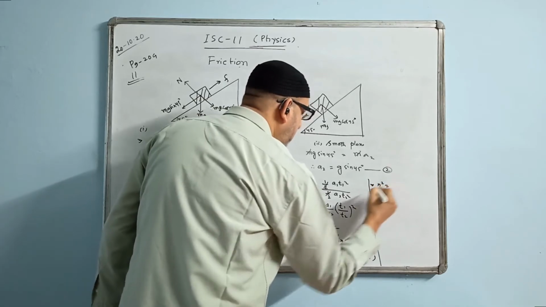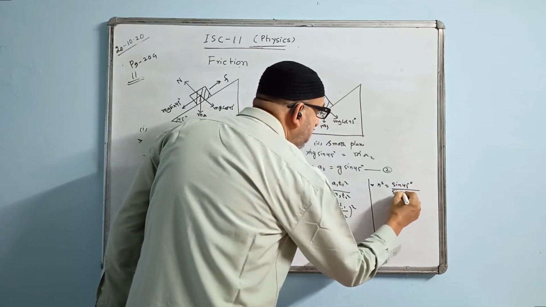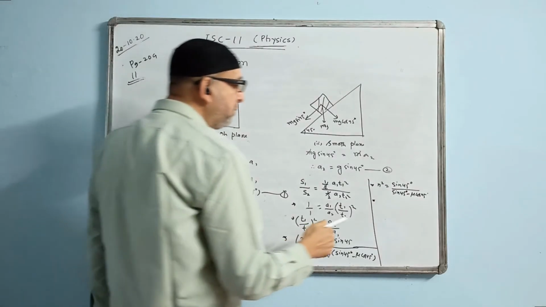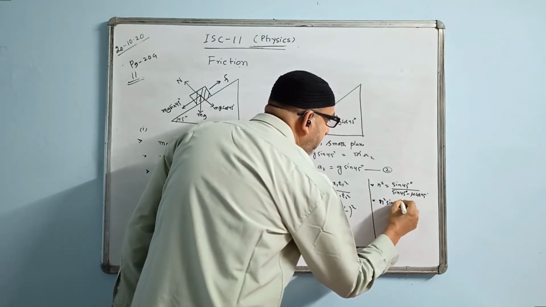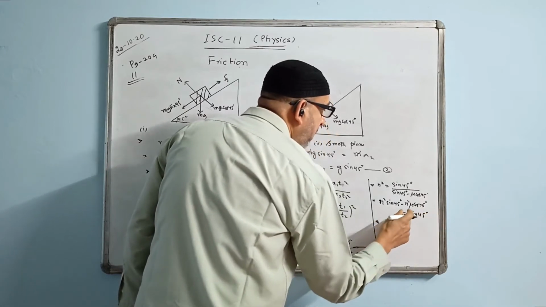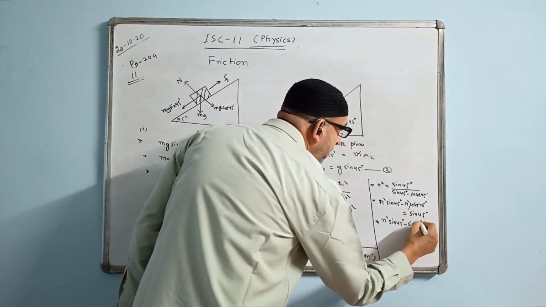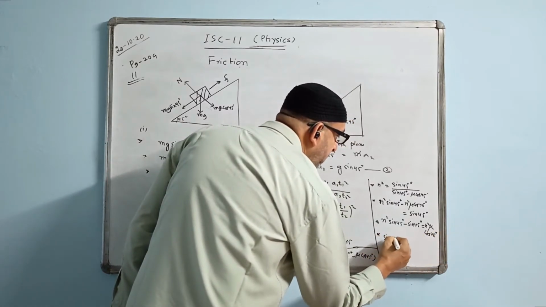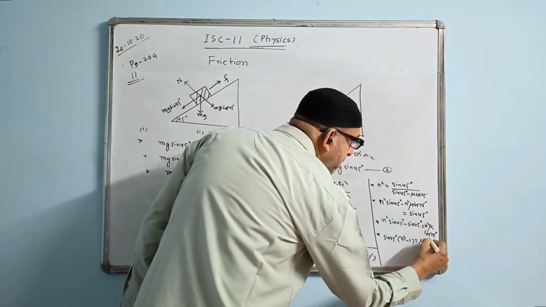Now, continuing here, this will be n square, and here we have sine 45 by sine 45 minus mu cos 45. Now we do cross multiplication. This will be n square sine 45 minus n square mu cos 45 is equal to sine 45. Keeping sine 45 on one side, n square sine 45 minus sine 45 is equal to n square mu cos 45. Sine 45 is common, so here we get n square minus 1, and on the right n square mu cos 45.